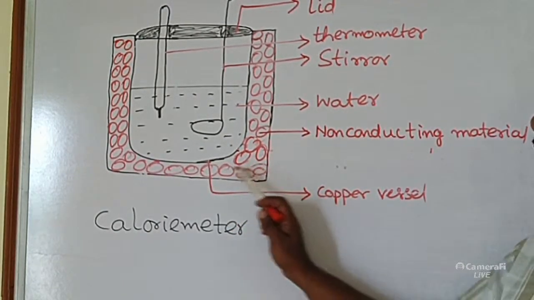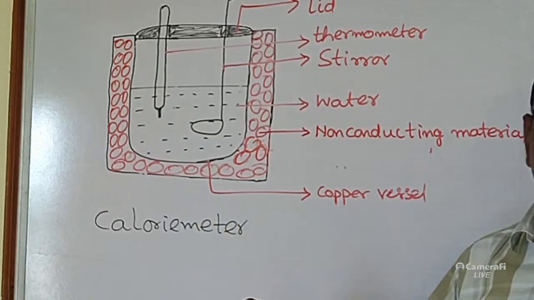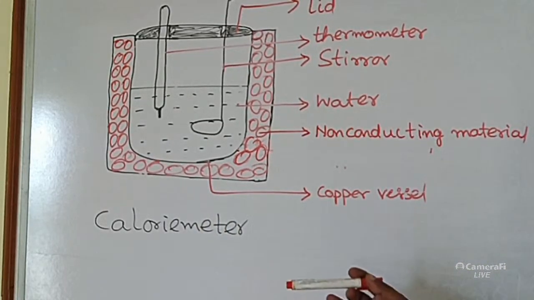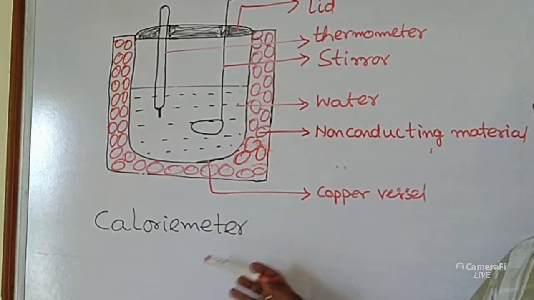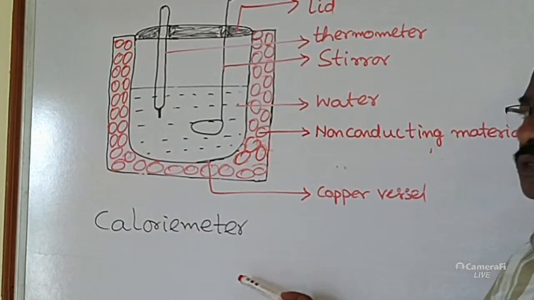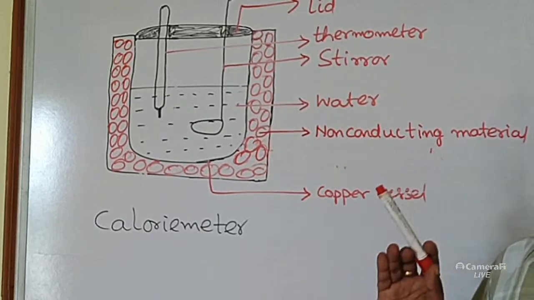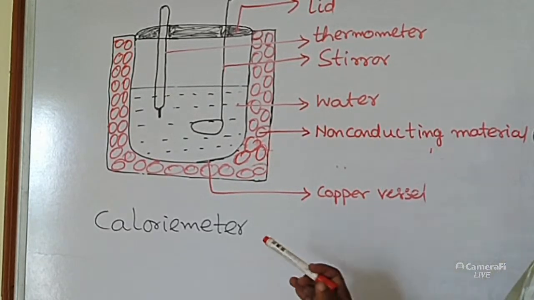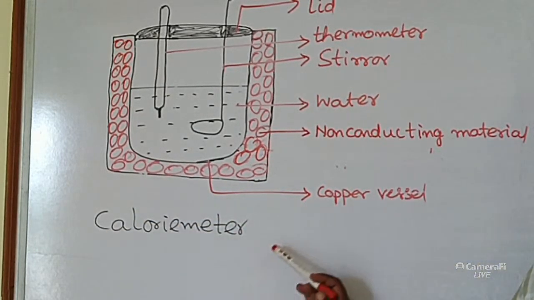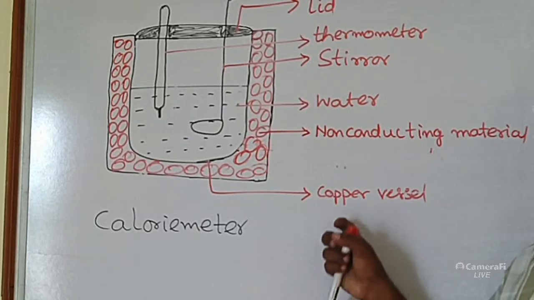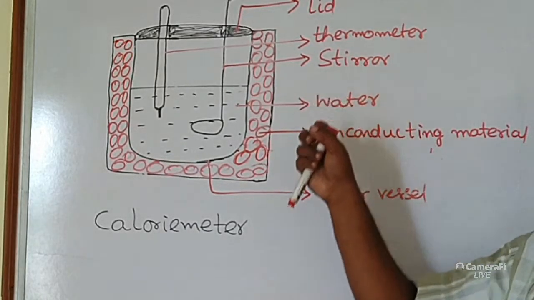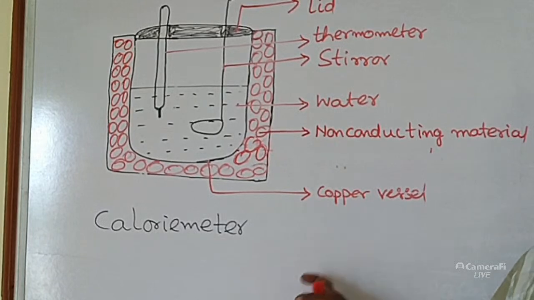Calorimeter. So what is the unit for heat? Calorie. Temperature unit is Celsius, heat unit is calorie. So which instrument will be used to measure heat? Heat can be measured with the instrument calorimeter. Temperature can be measured with the instrument thermometer. So these are the important parts, Anna. Keep this in your mind.